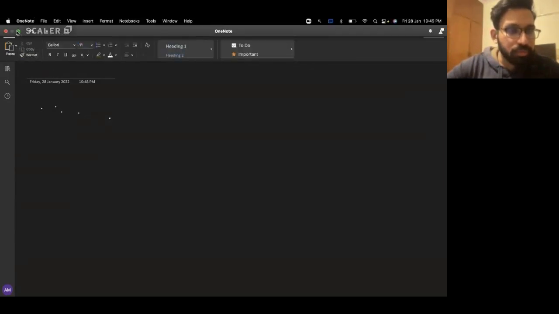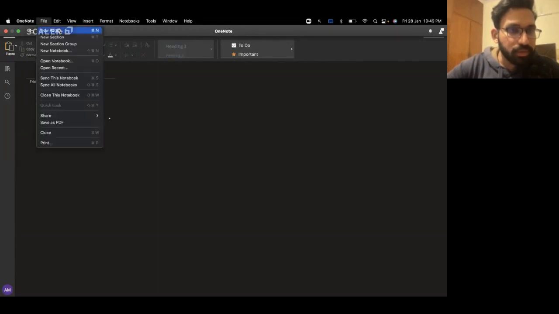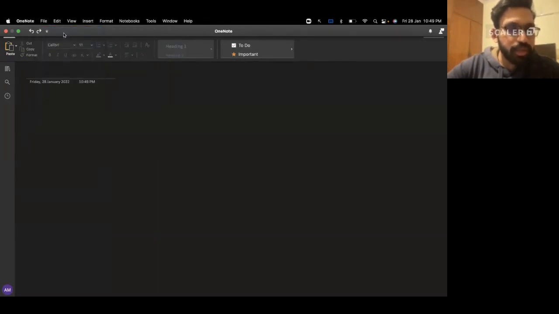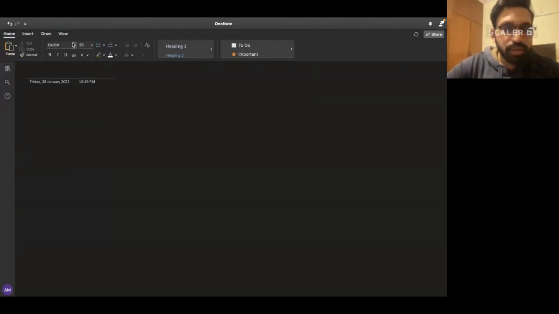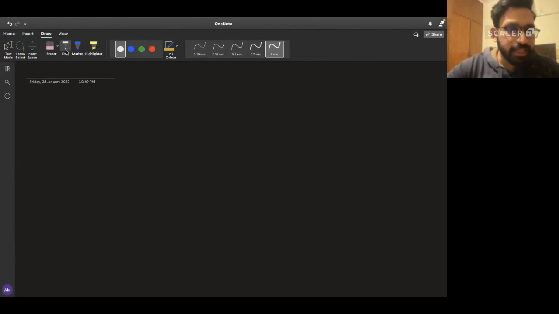Let me take up a new page once again. Actually, you know what's happening? By default, it's selecting this pen thing for me for some reason. That is why you are facing the problem. Now I think it's fine. Can you see this cursor thing? Yeah, I can now.